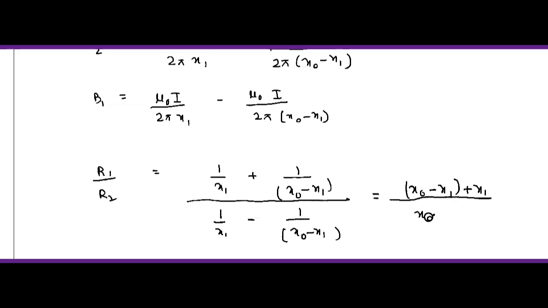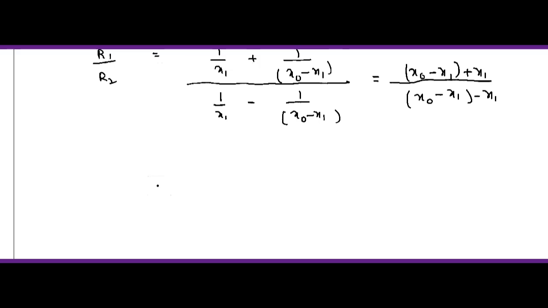So it would be x naught minus x1. Okay, minus x1. So the LCM would be cancelled. So it would be x1, x naught minus x1. Here it would be x1, x naught minus x1. We can cancel these values. So then our r1 divided by r2, this would turn out to be, so here x1 and x1 would be cancelled. So it would be x naught over x naught minus 2 times x1.